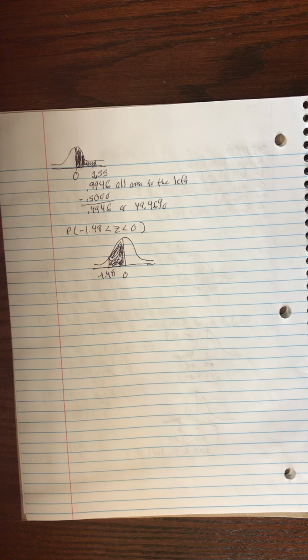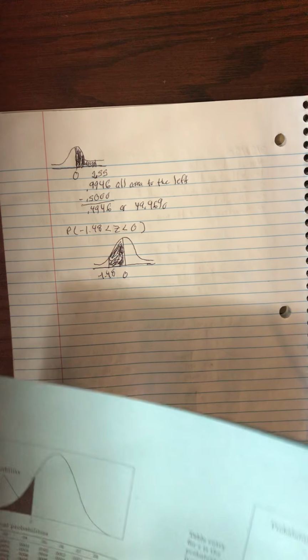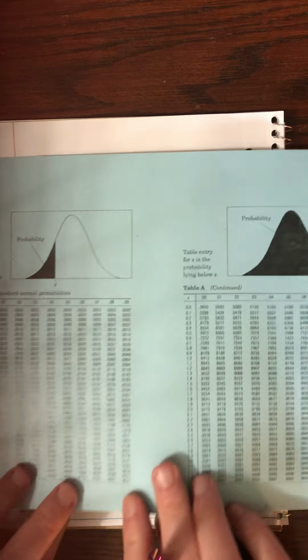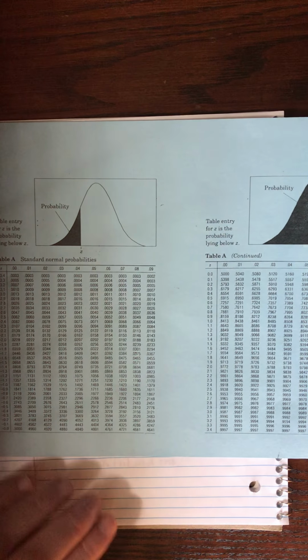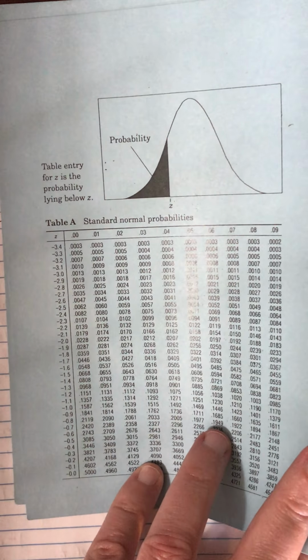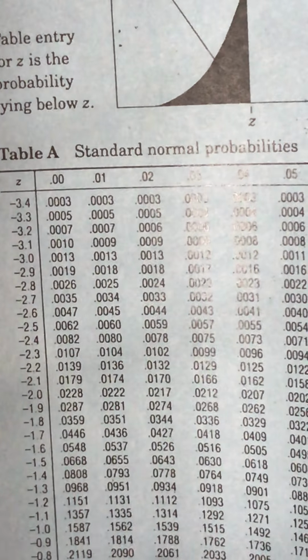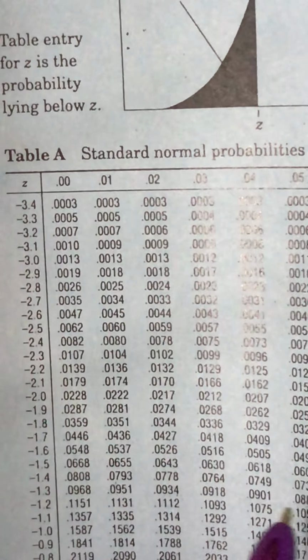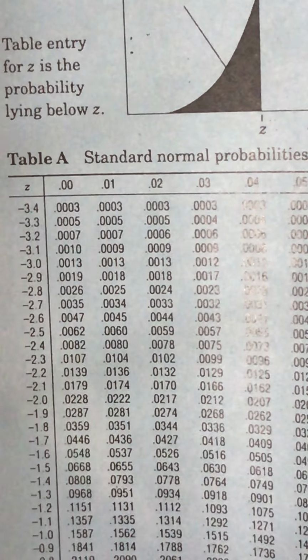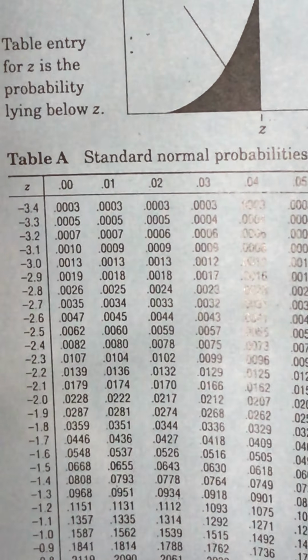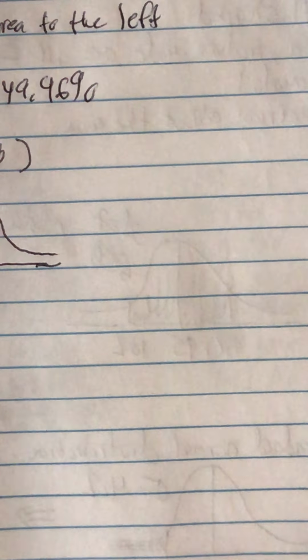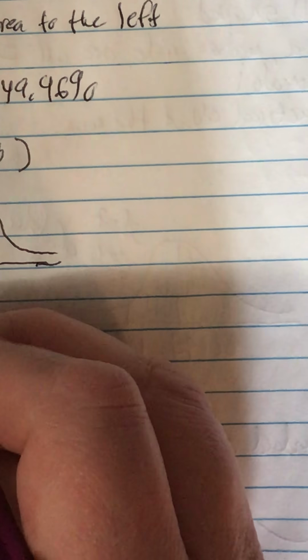Now this becomes a little bit tricky. There is a negative 1.48 on our blue sheet. And as I zoom in once again to try and get this for you, I go to negative 1.4 over to 8, and I end up with 0.0694. So I'm going to write that number down, 0.0694.